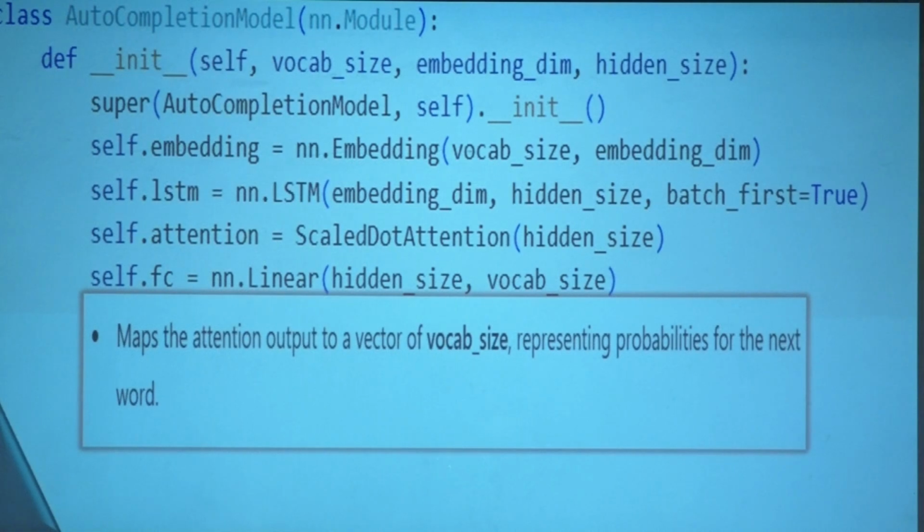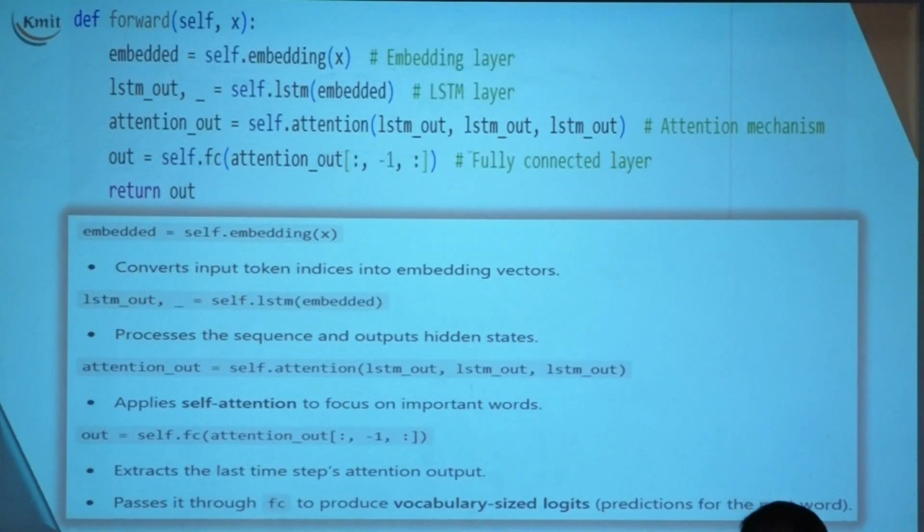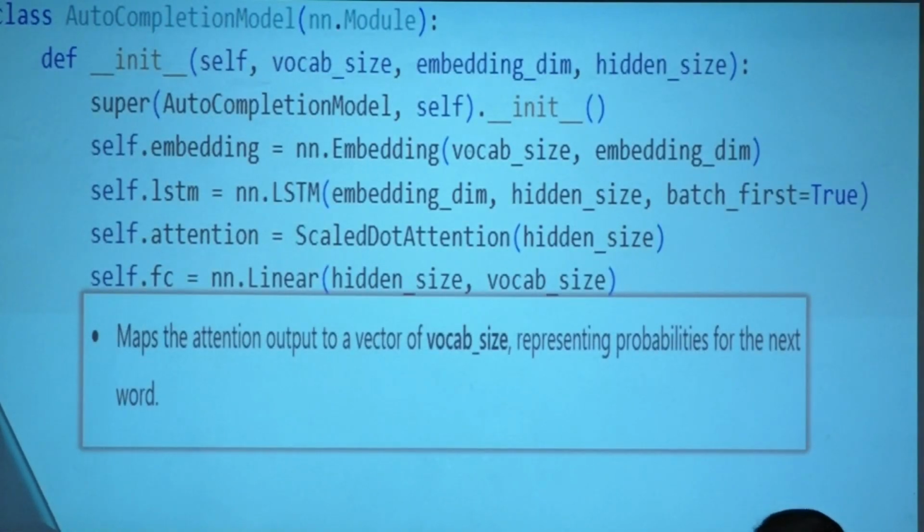Next, you require the attention output to map to a vector of vocabulary size, telling the probability of the next word. For that you require a linear transformation, which is achieved through a fully connected layer. So are you clear? What are you doing here? You are calling an embedding layer.